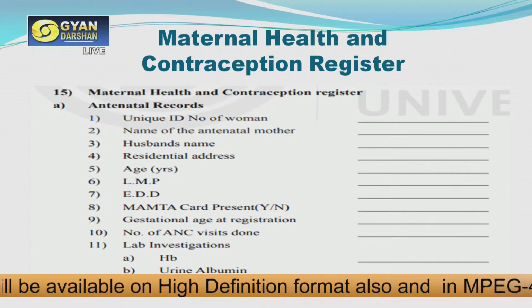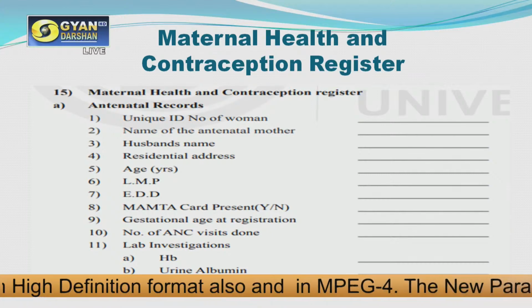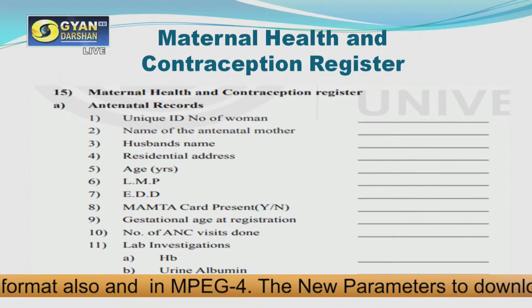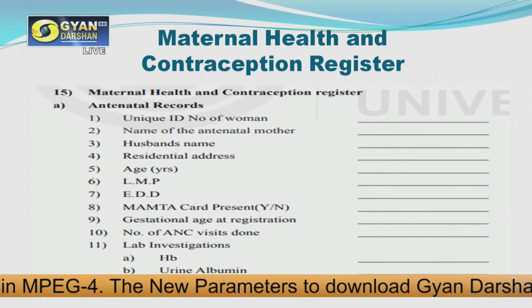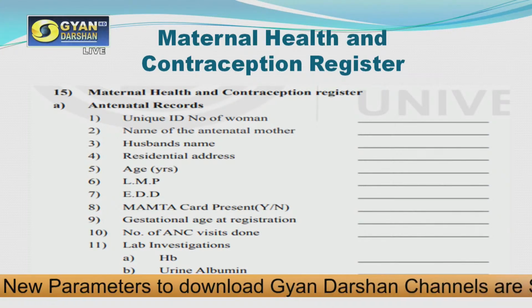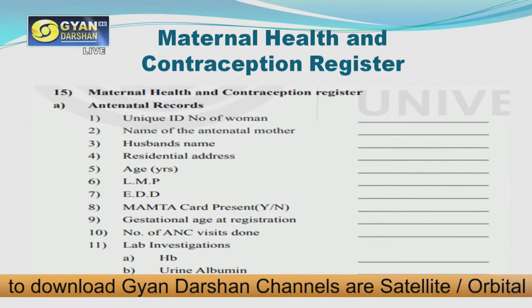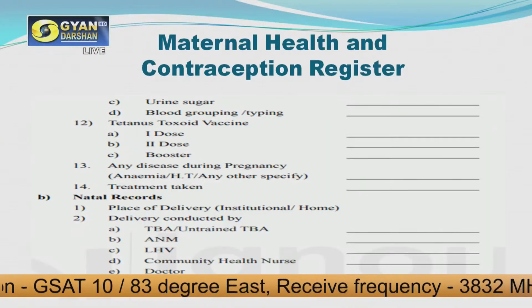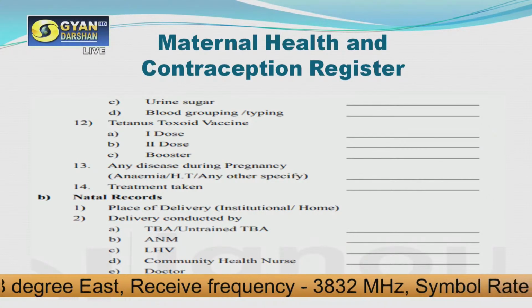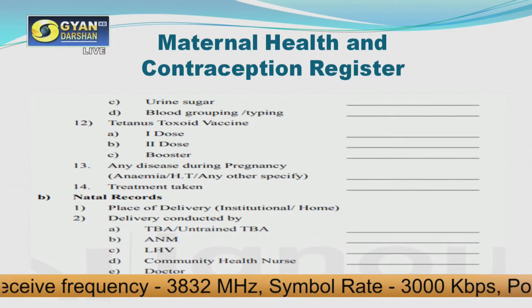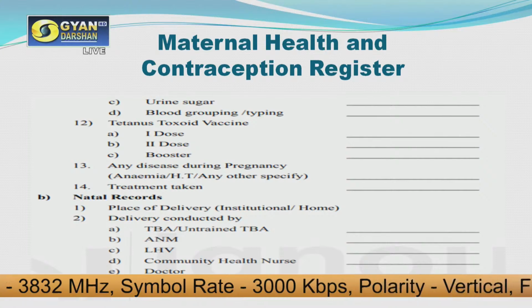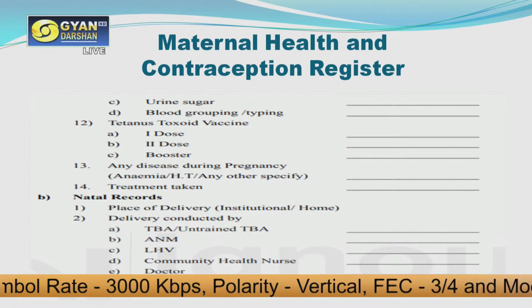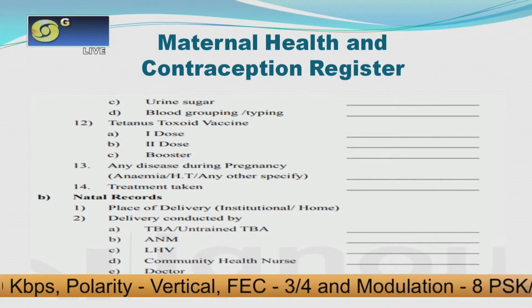Then gestational age at the time of registration, number of ANC visits if done, or they have to start. Lab investigations, if done, you can take down this information from the records also. You can ask them to show hemoglobin, urine albumin, urine sugar, blood grouping, etc. Then tetanus toxoid vaccine, first dose, second dose, and booster dose. Whichever is applicable to that particular antenatal mother, accordingly you will ask and record in the format.